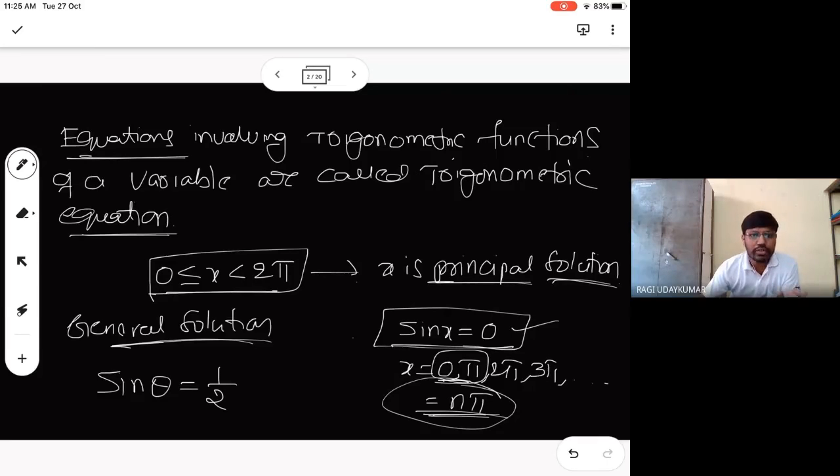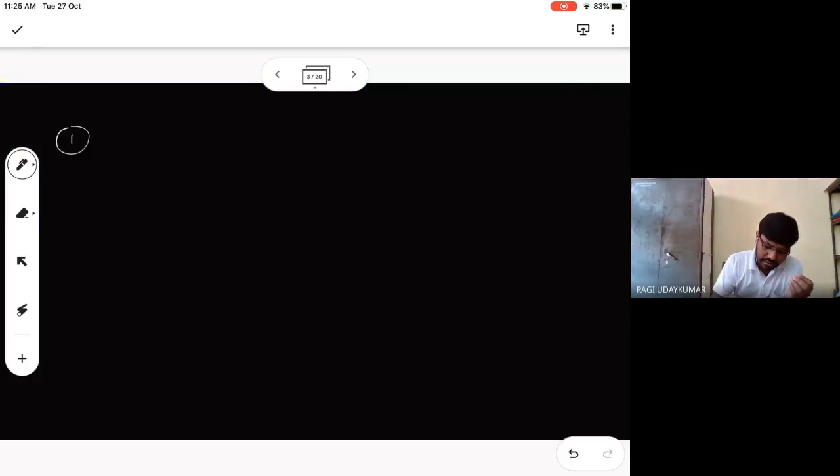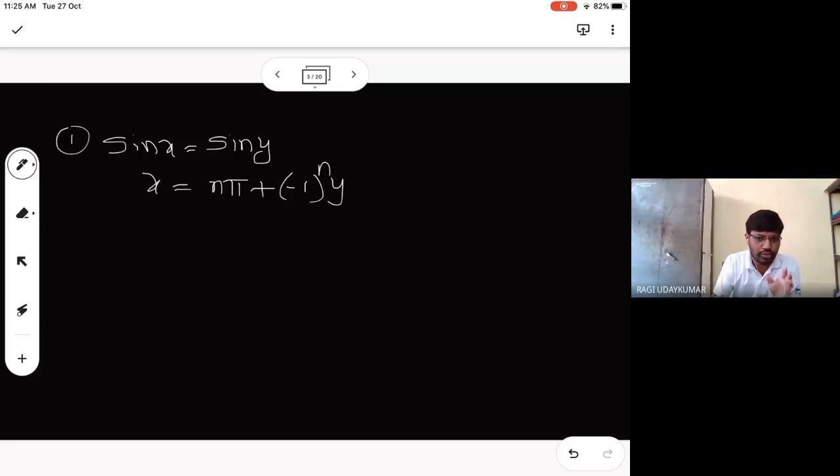And to find the general solution for trigonometric equations, there will be 3 rules for sine. Suppose you are taking sin x is equal to sin y for any real numbers x and y, then x is equal to n pi plus minus 1 to the power of n into y. So this is very easy to remember also. There is a proof also. The proof is not essential for you now in this case. And how do we remember this one? It is very simple.